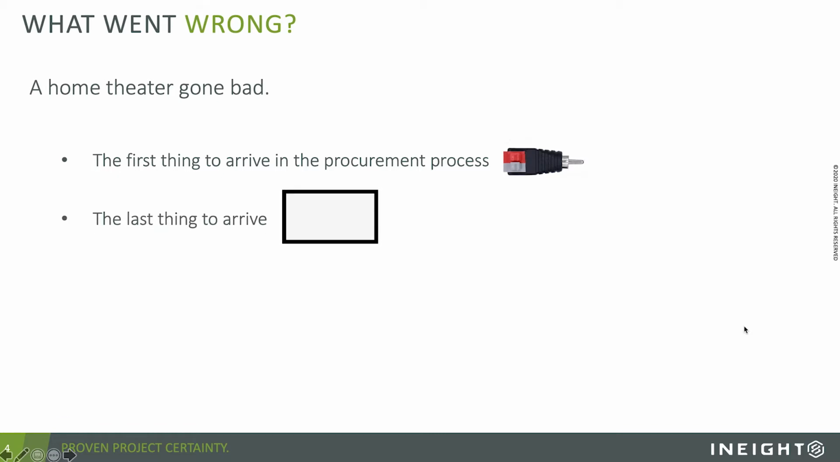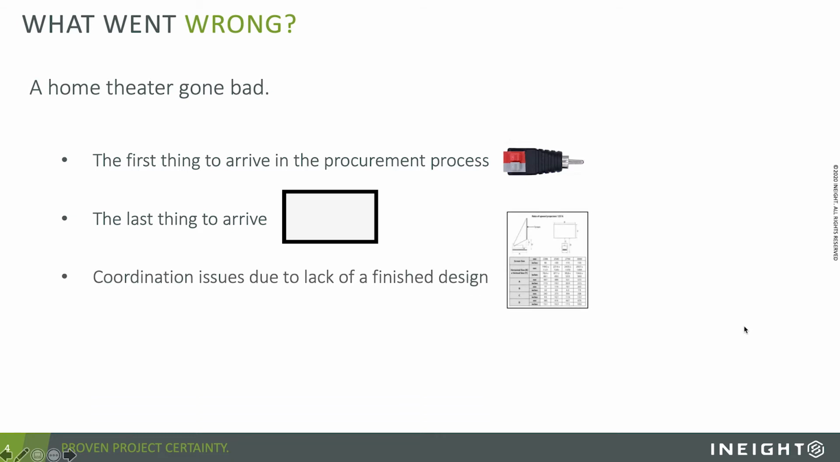Conversely, the last thing that arrived was the actual screen. So aligning the sound bar on the wall where it needed to be, knowing that the projector had to be lower than our current entertainment center was going to allow for it, none of that was available information because the screen was the last thing to arrive. We had coordination issues because there was a lack of a finished design.